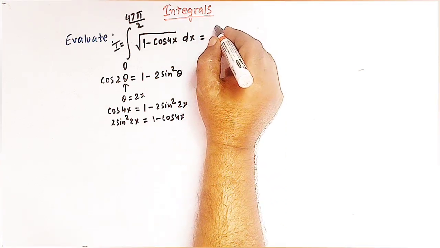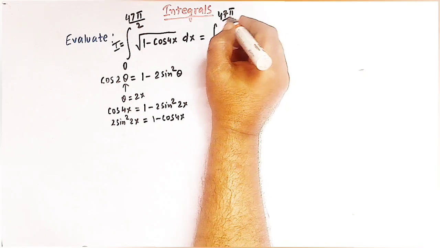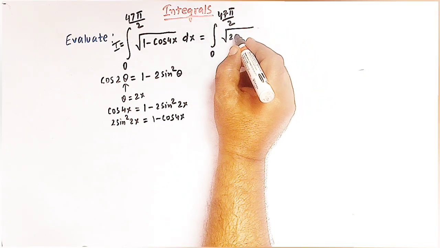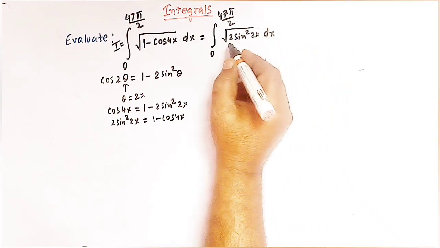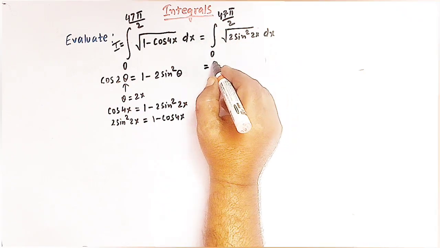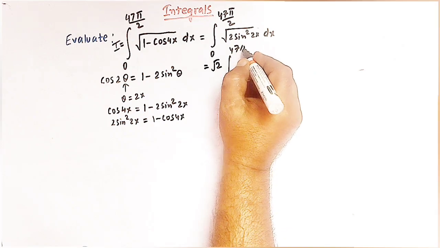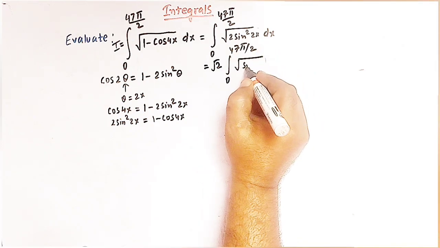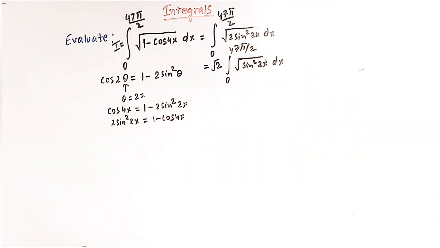So now this integral takes the form 0 to 47 pi over 2, and here we have a square root of 2 sine square 2x dx, right? Now taking square root of 2 outside the integral, we have square root of 2, then 0 to 47 pi over 2, and here we have square root of sine square 2x dx, right?